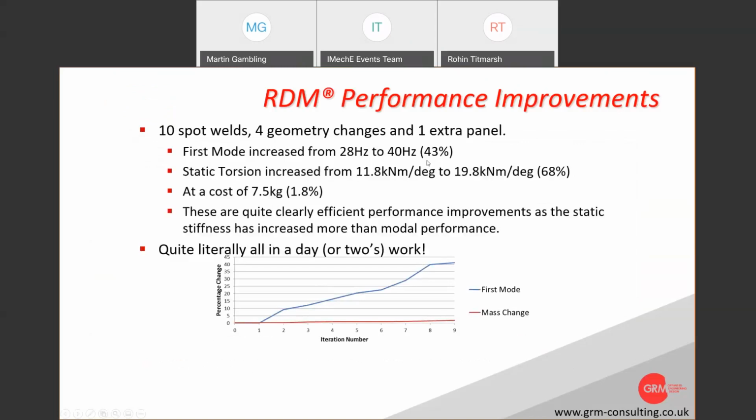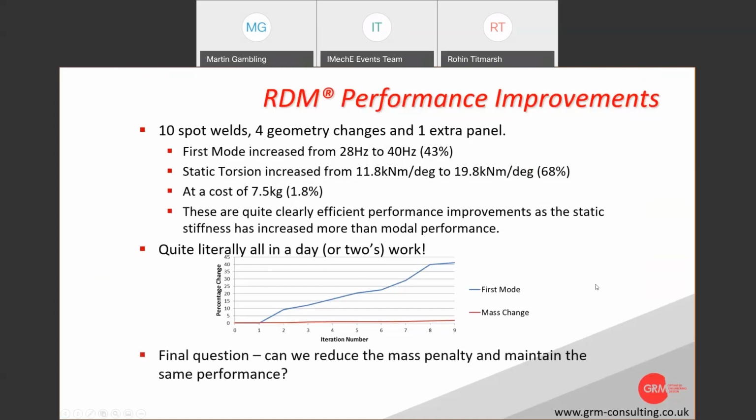So just to summarize on this, I think I'm doing about right on time as well, hopefully. We've gone from 28 hertz to 40 hertz, really big increase. Torsion's gone from 12 to 20. There is a 7.5 kilo increase. So that doesn't sound like optimization when we've added mass, but hopefully you understand that it is very efficiently added mass in the right places. Sometimes you've got to add mass to get the performance you need. And this was really a 2-day study to see what could be achieved.